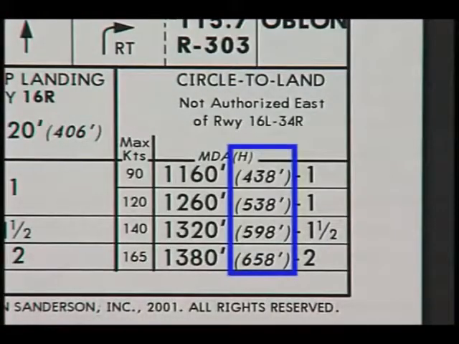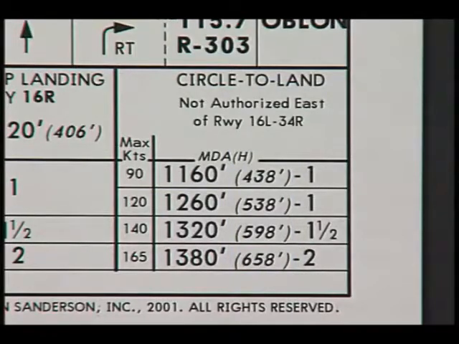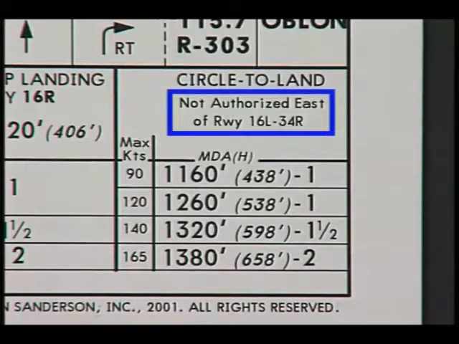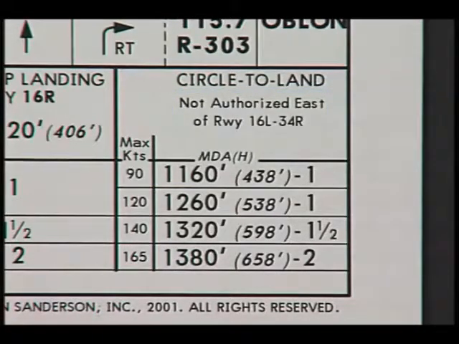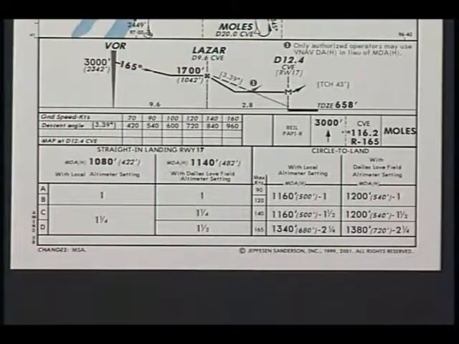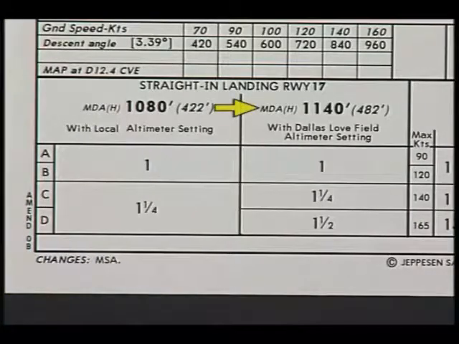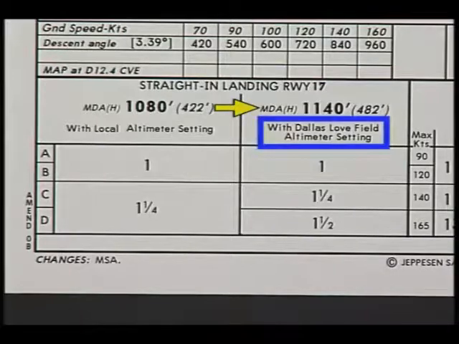The altitudes in parentheses show heights above the airport. These numbers are not based on heights above the touchdown zone because circling minimums are not referenced to a specific runway. A note on this chart indicates that circling approaches are not authorized east of runway 16 left and 34 right. While there are many reasons for a note of this type to be published, one reason may be obstructions within the circling approach area. Again, it's important to look at some variations within the minimums box. On this approach, there is a decision altitude and height penalty when using a remote altimeter setting.